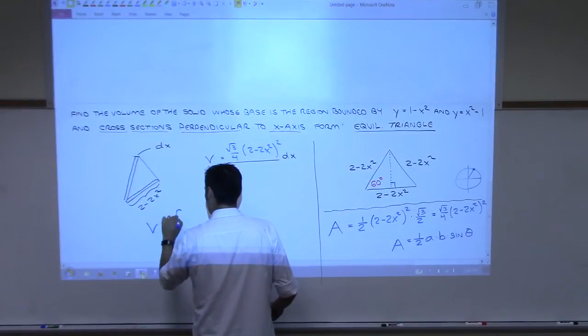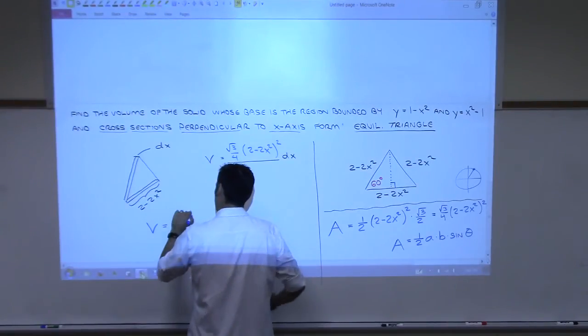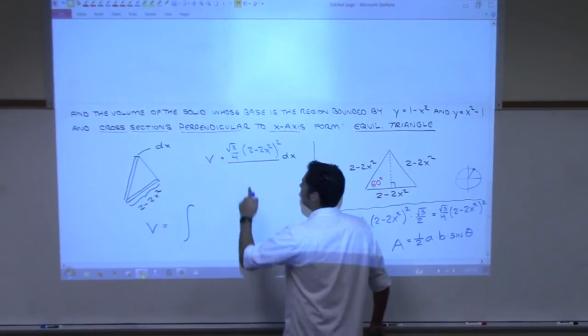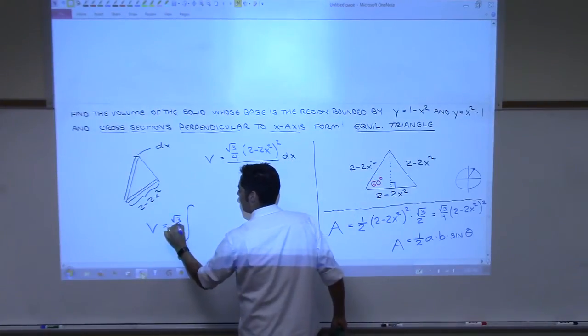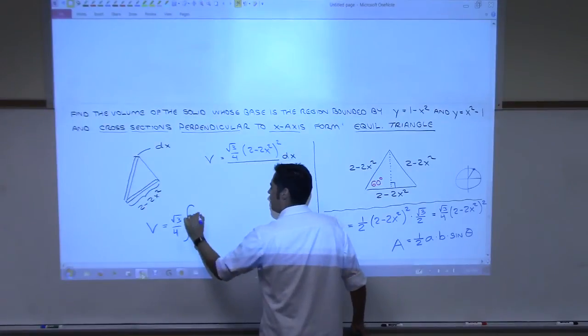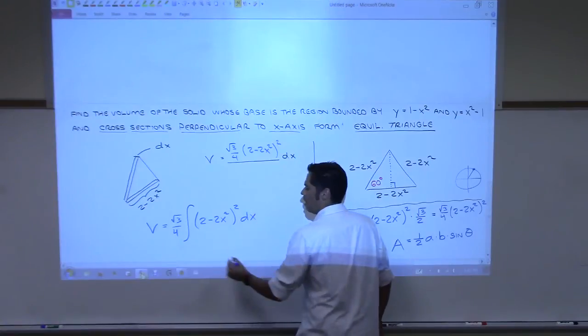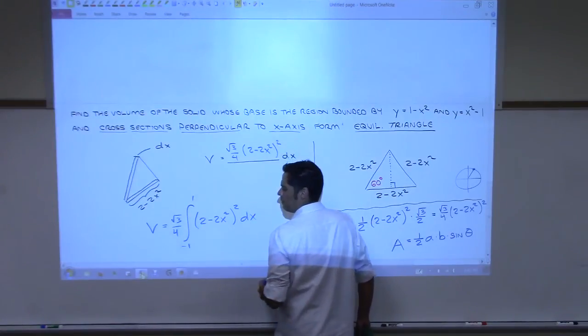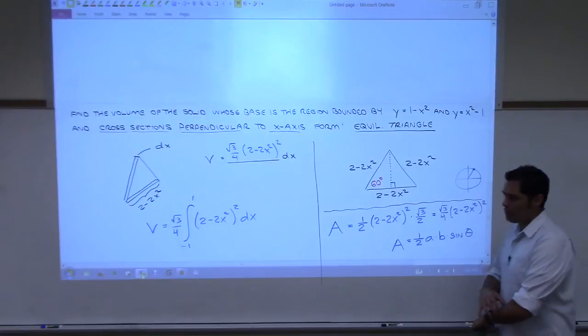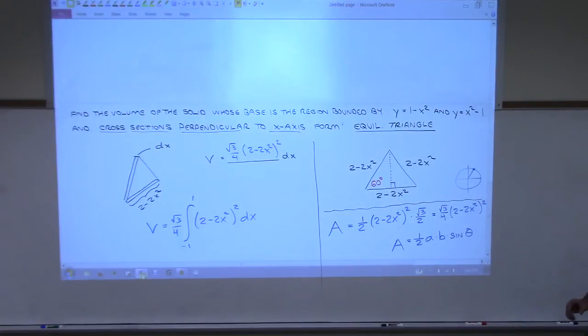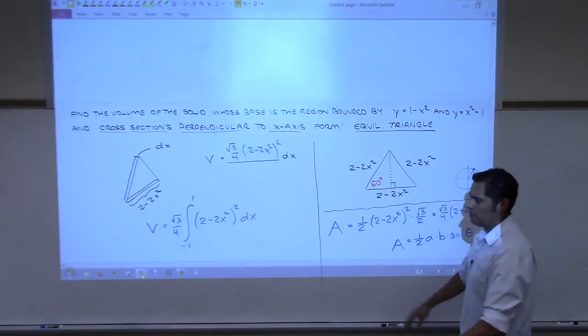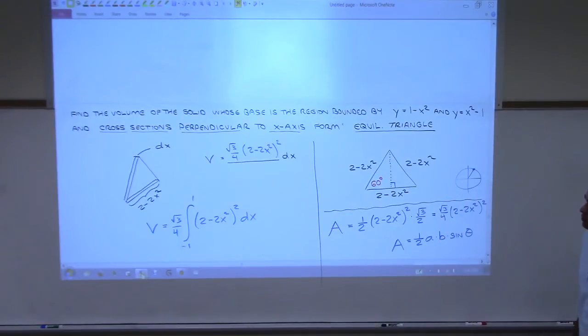Integral, right? Do we have any constants we can pull out? Root 3 over 4 can come out. And then we have the 2 minus 2x squared, that quantity squared dx. I forgot my negative 1 to 1. Done. And that's it. That's that last little topic.